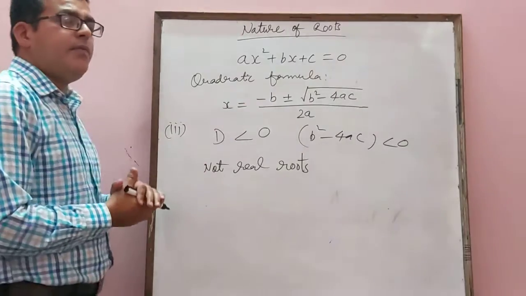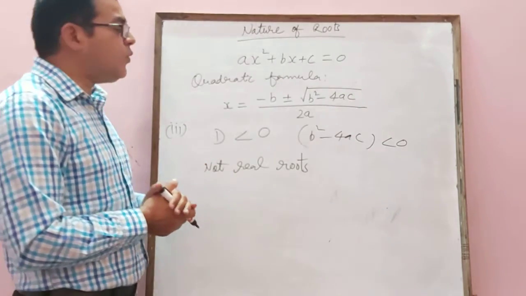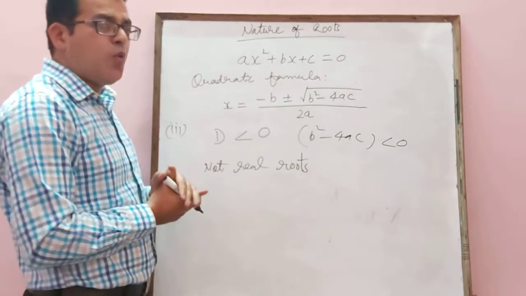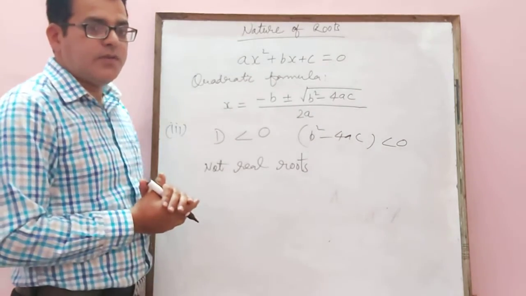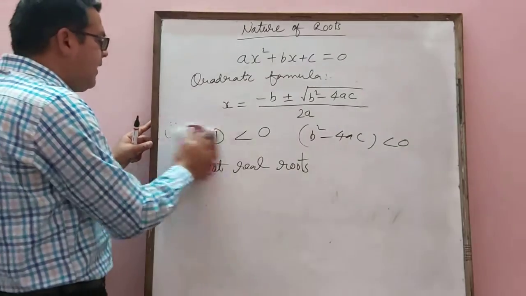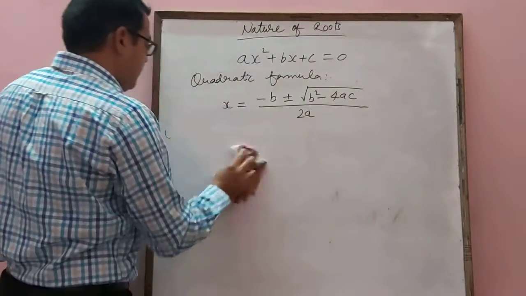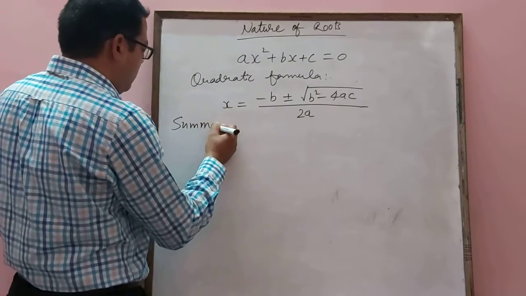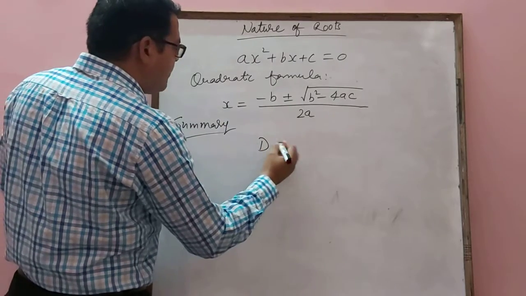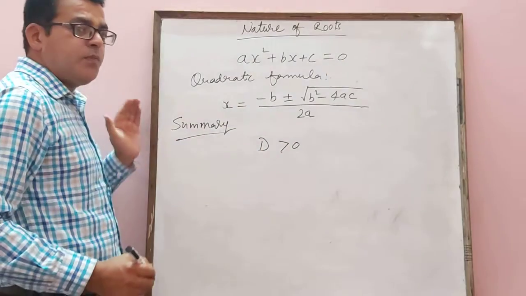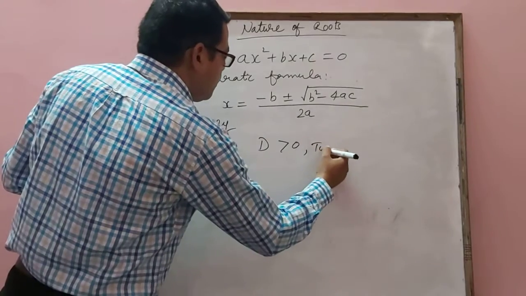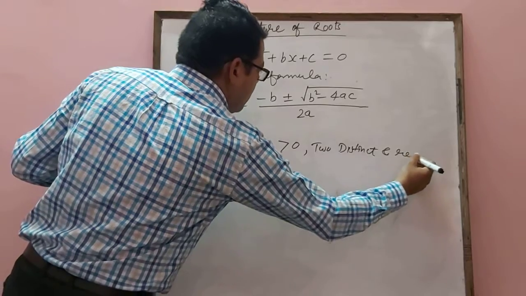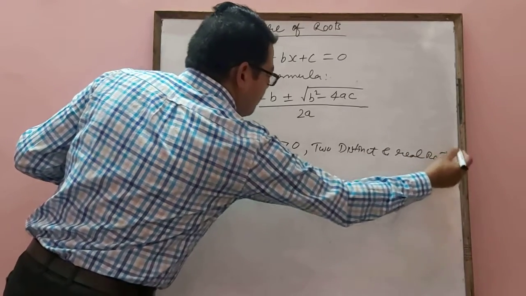We don't have real roots, since we don't know what will come when we find the square root of any negative number. Hope you understand. Now, three cases we have discussed here. What is the summary now? If the value of D is greater than 0, meaning a positive number, then we have two distinct and real roots, right?